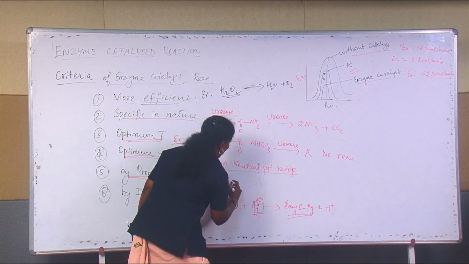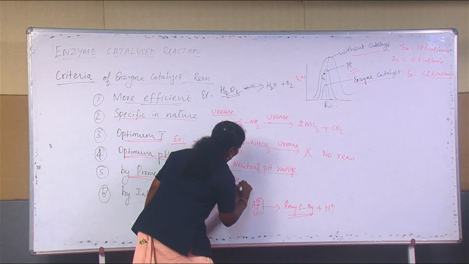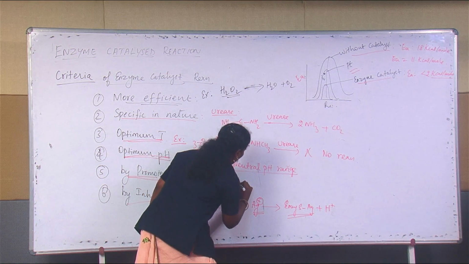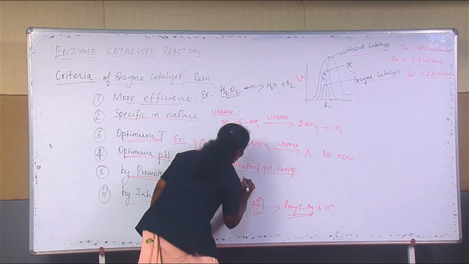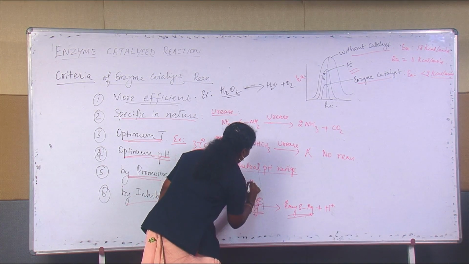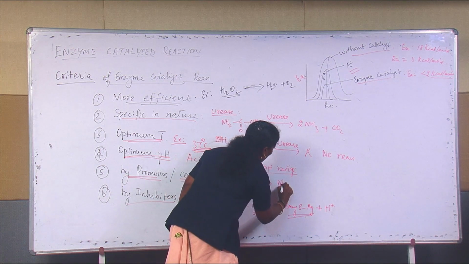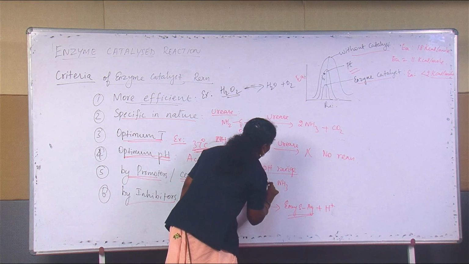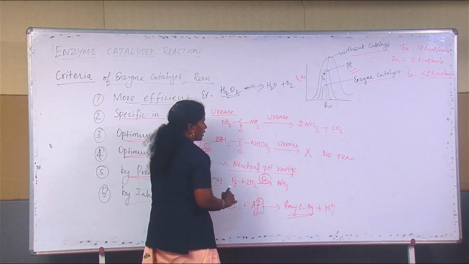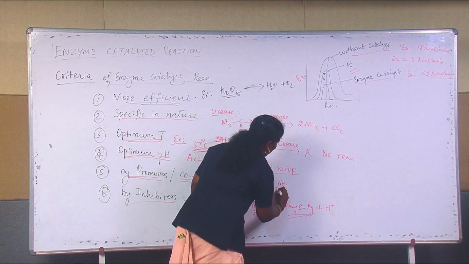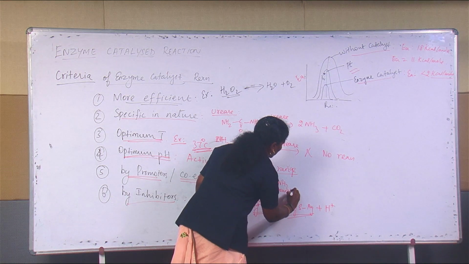For activator, ammonia synthesis: N2 plus H2 to form ammonia. Here it acted as a catalyst. So this one acted as a promoter or positive catalyst.